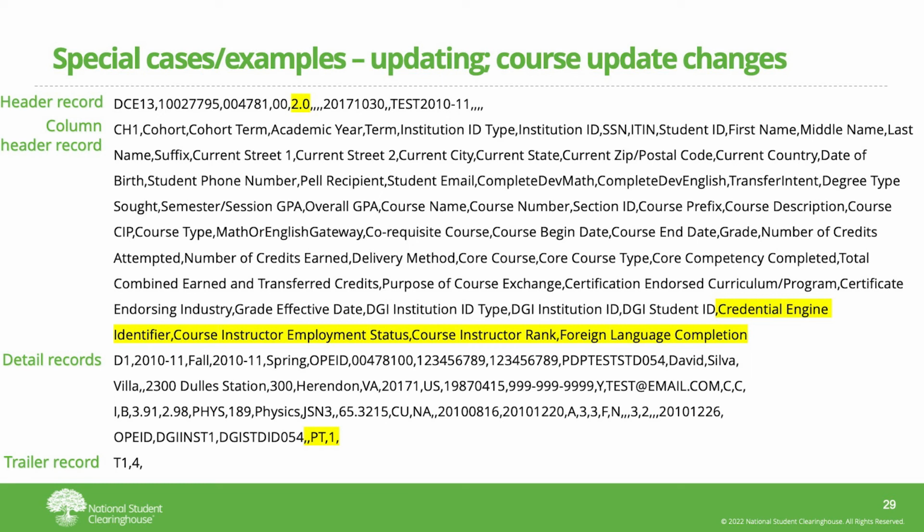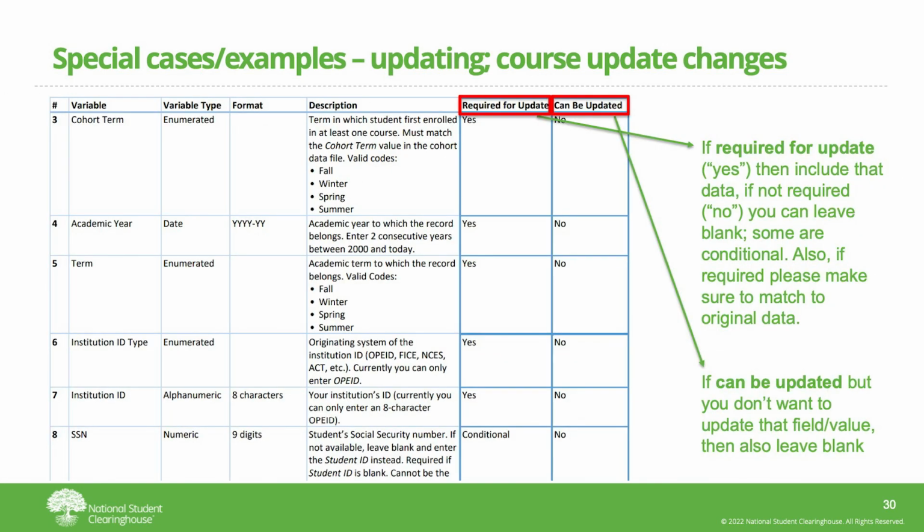In the update process, you don't necessarily have to include all of the values within each of those fields. What you can actually do is look through the data submission guide and say, is this field actually required for update? Then yes, you have to make sure that that information is provided. If it is not required for the purposes of actually updating, you can actually leave it blank and successfully update.